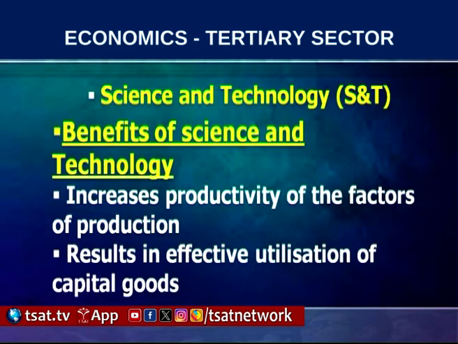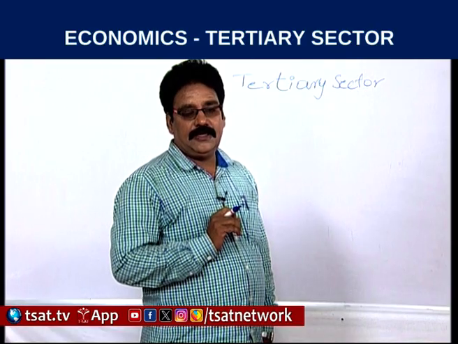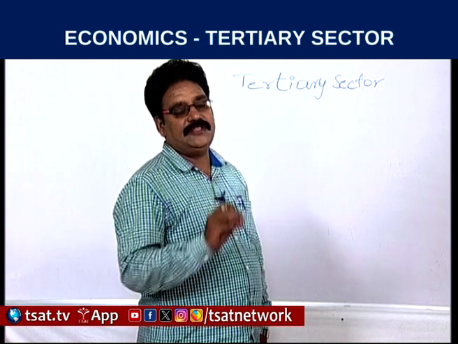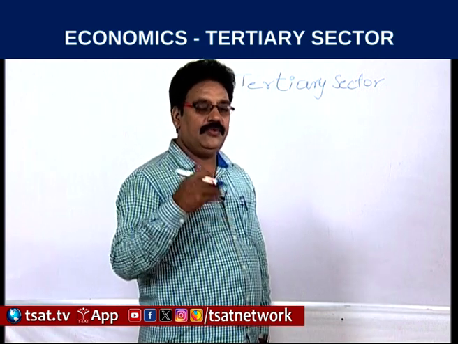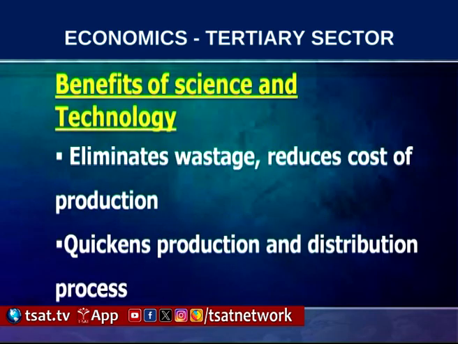So, science and technology plays a major role in increasing the productivity of factors of production. It results in effective utilization of capital goods. Available capital goods are very scarce. We are importing capital goods from other countries. These scarce capital goods should be used in an effective manner. For that effective use, we should depend on science and technology. Then only we can use them properly. It increases the usage of better equipment. It is science and technology which provides us the opportunity to increase the usage of better equipment. We can use good quality products as capital goods.